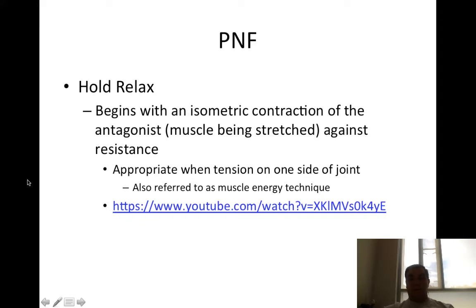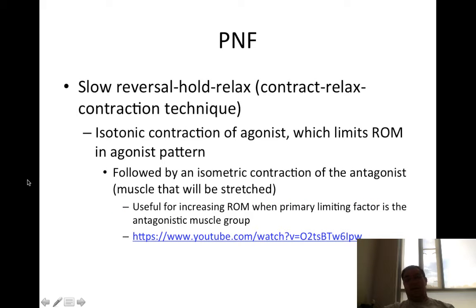Again, another YouTube video from the same peeps. Slow reversal hold relax. What the hell? Also known as contract relax contraction. Why they keep changing names, who knows? So this is an isotonic contraction of the agonist, which limits range of motion in the agonist pattern, followed by an isometric contraction of the antagonist, the muscle that will be stretched.